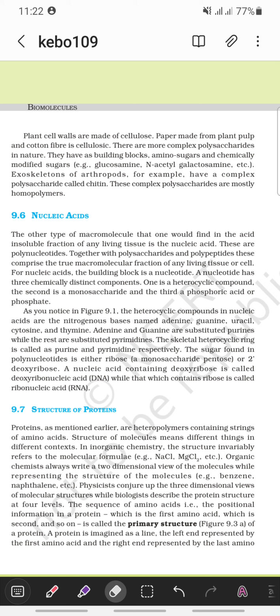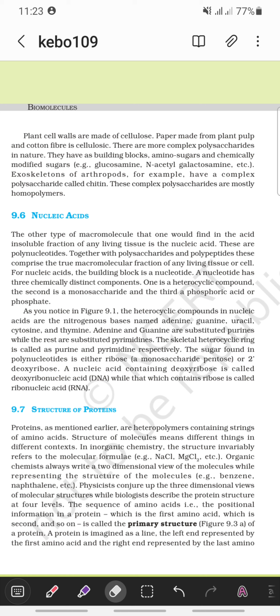There are more complex polysaccharides in nature. They have as building blocks amino sugars and chemically modified sugars. Examples: glucosamine, N-acetyl galactosamine, etc. The exoskeleton of arthropods, for example, has a complex polysaccharide called chitin. These complex polysaccharides are mostly homopolymers.